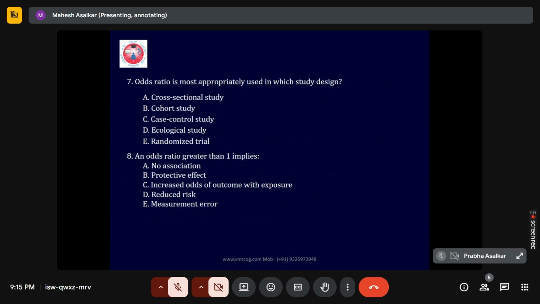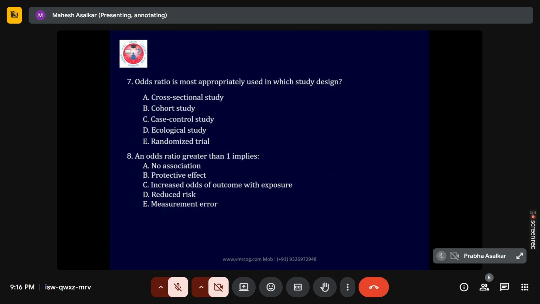Odds ratio is A into D by B into C. So odds ratio is in which study? Case control. Yes, it is case control study. So the option is C. Disease, no disease, positive, negative. Next, question number 8.